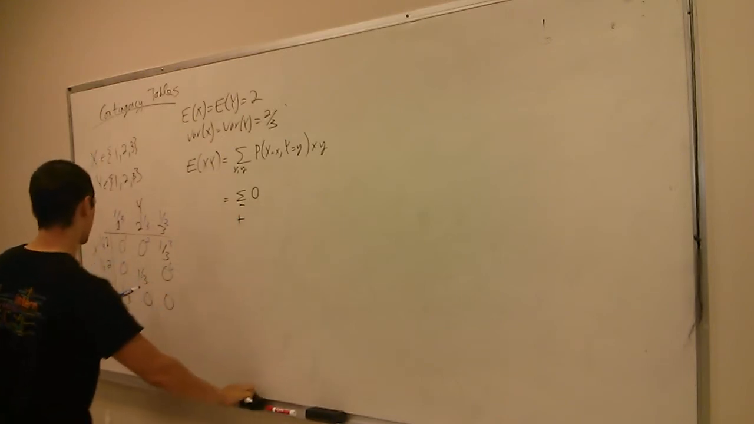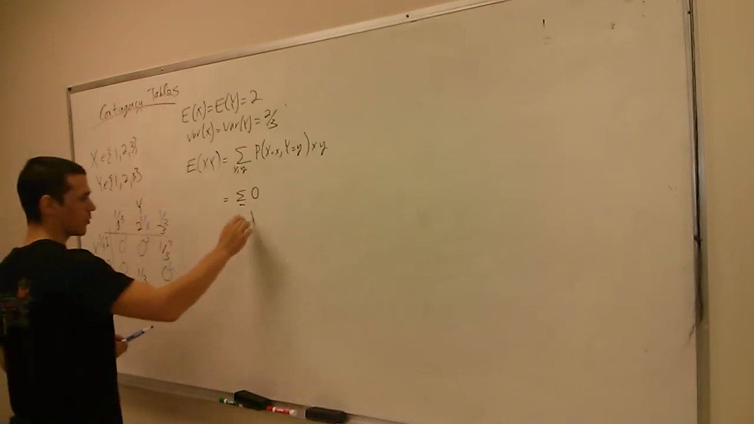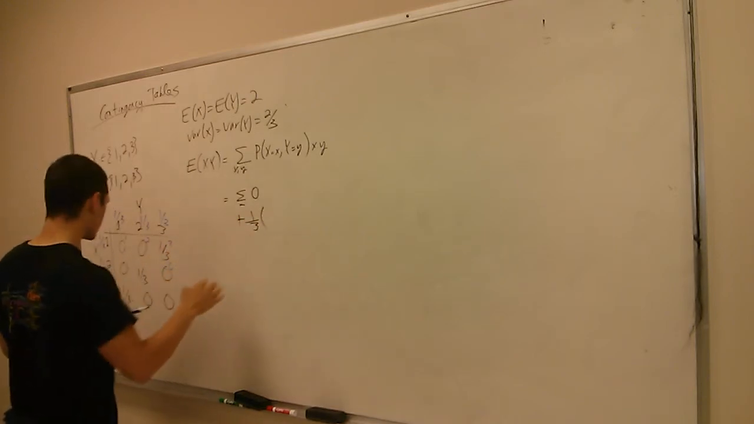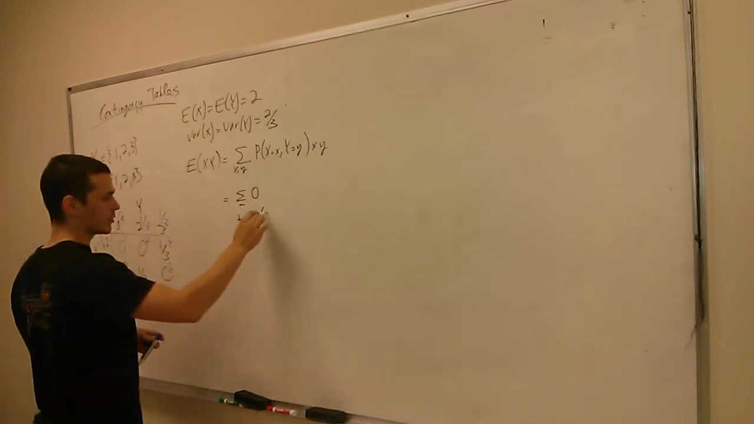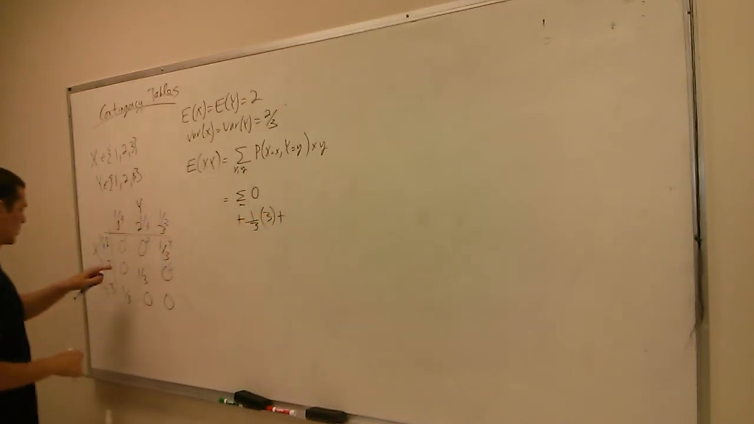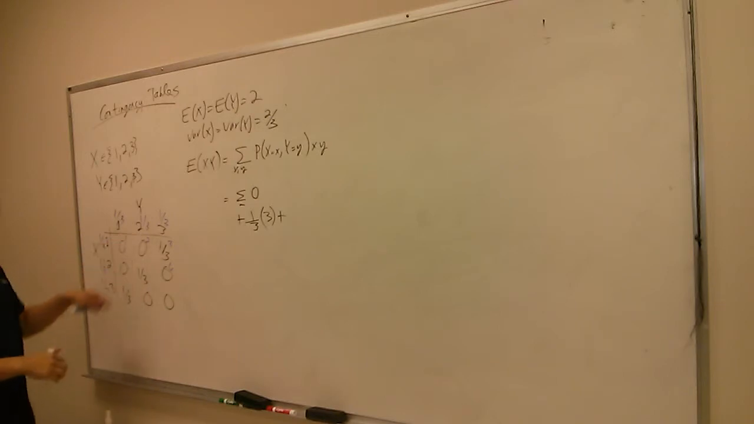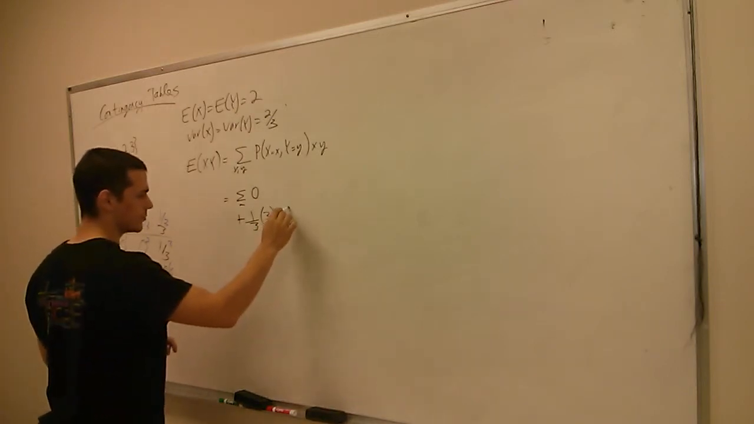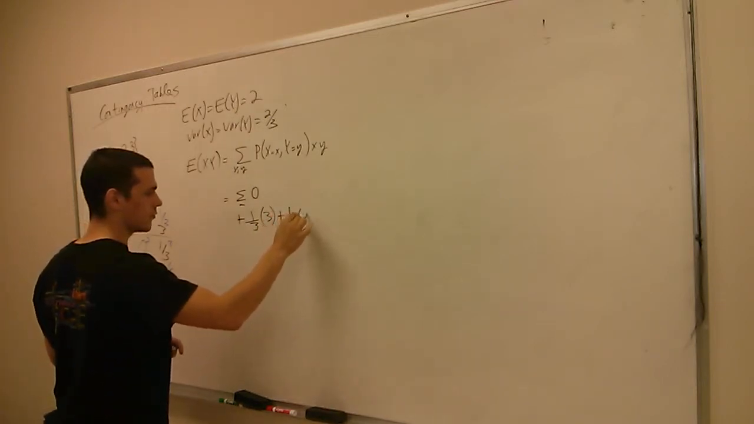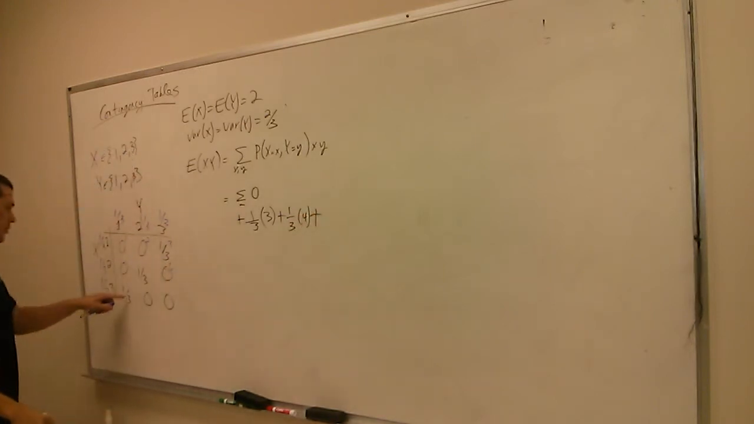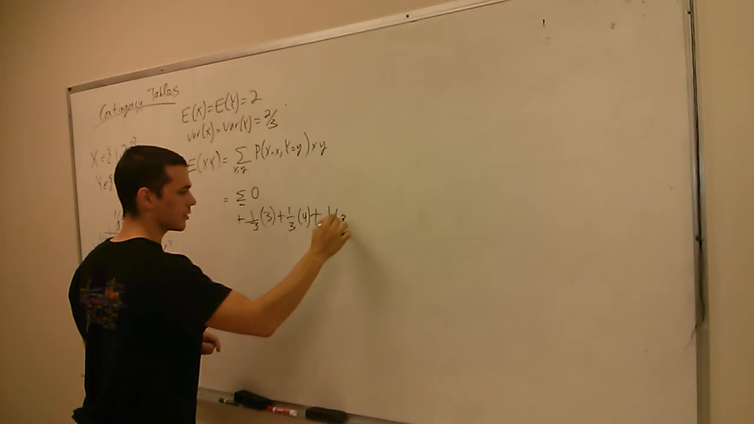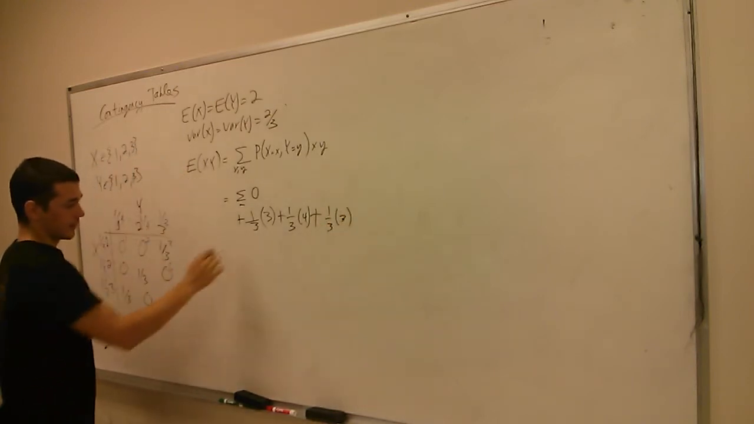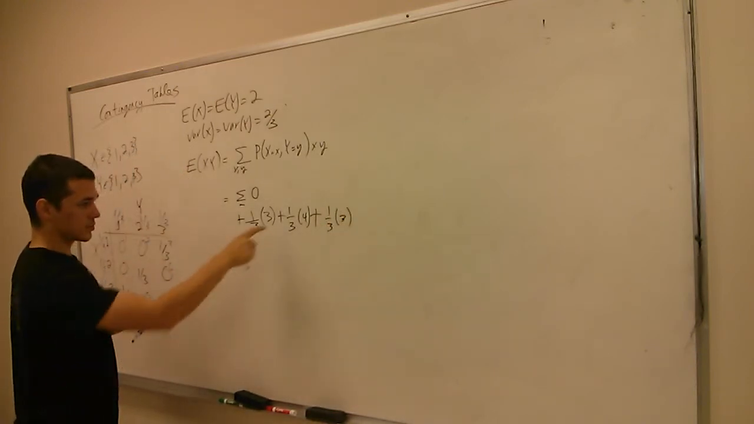the cases where the probability is not 0, plus 1/3 times 1 times 3, so 3, plus 1/3 times 2 times 2, so 1/3 times 4, plus 1/3 times 3 times 1 times 3. And this is 10 over 3.